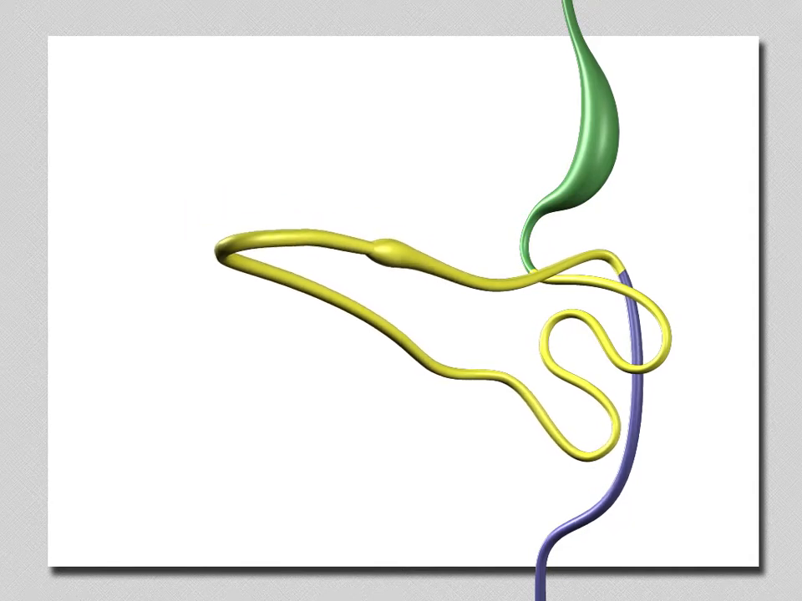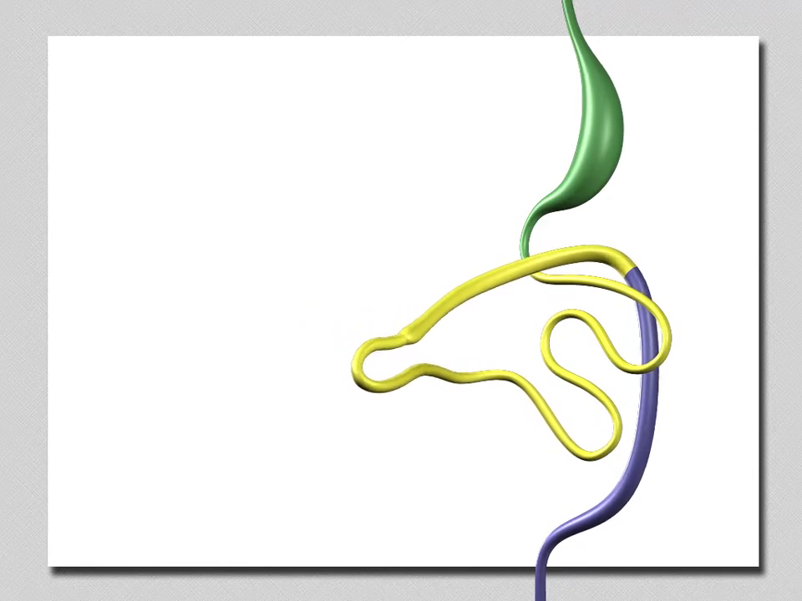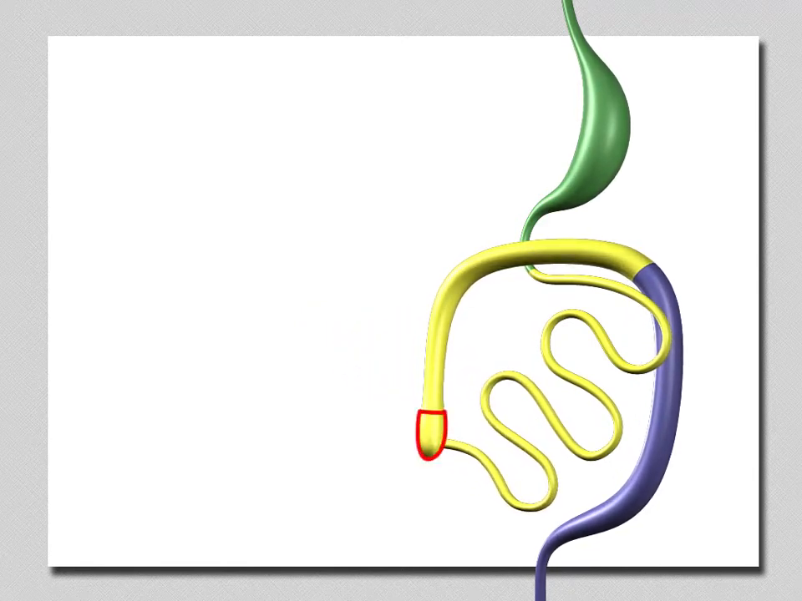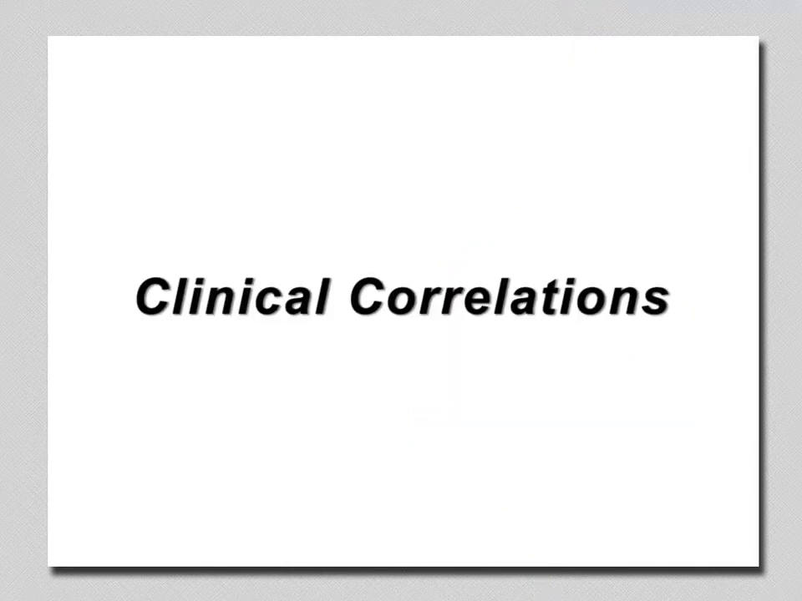The final 90 degrees of rotation occurs as the distal portion of the GI tract returns and ends with the cecum lying in the lower right quadrant and the transverse colon lying anterior to the distal duodenum. Several clinical correlations occur as a result of this process.